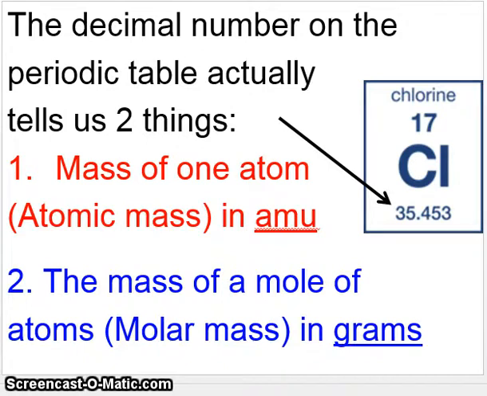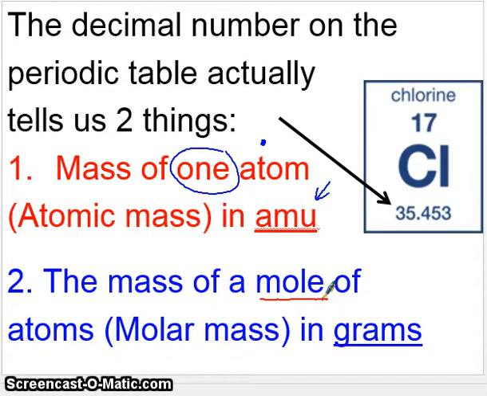And then let's show you how this number on the periodic table, the atomic mass, is related to the mole. So the number on the periodic table actually gives us two things. The first thing we talked about last time is that it gives you the mass of one atom, one tiny little atom, and that unit is AMU, because we have a special unit for the mass of an atom since atoms are so tiny. However, there is a second thing that that number tells us. It tells you the mass of a mole of atoms.